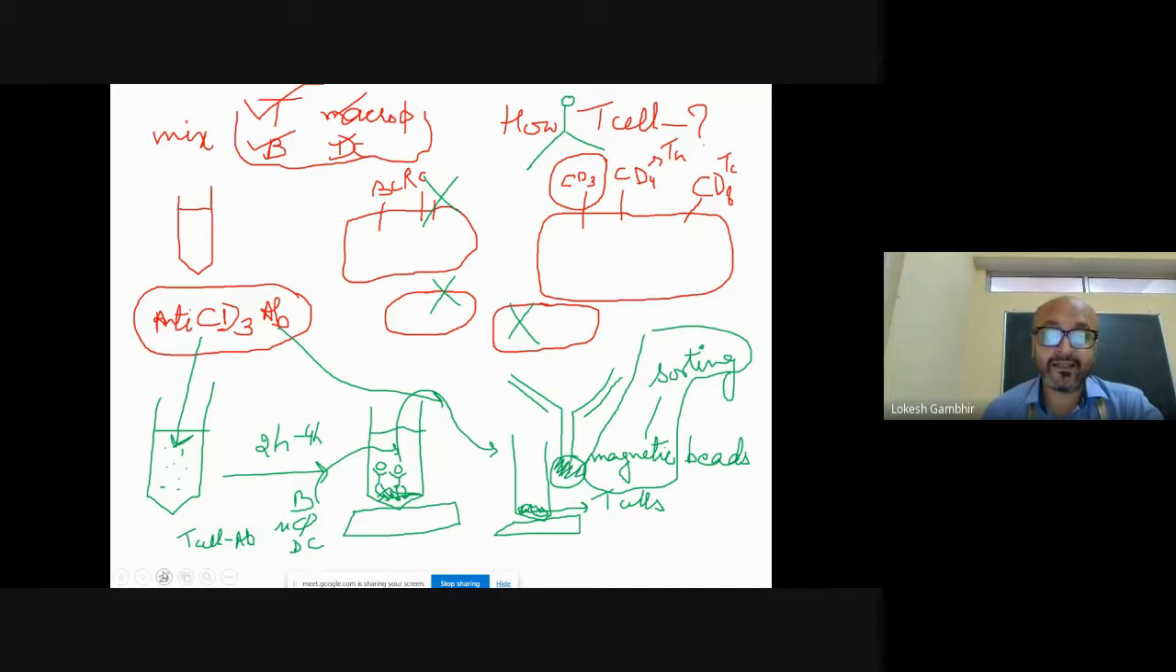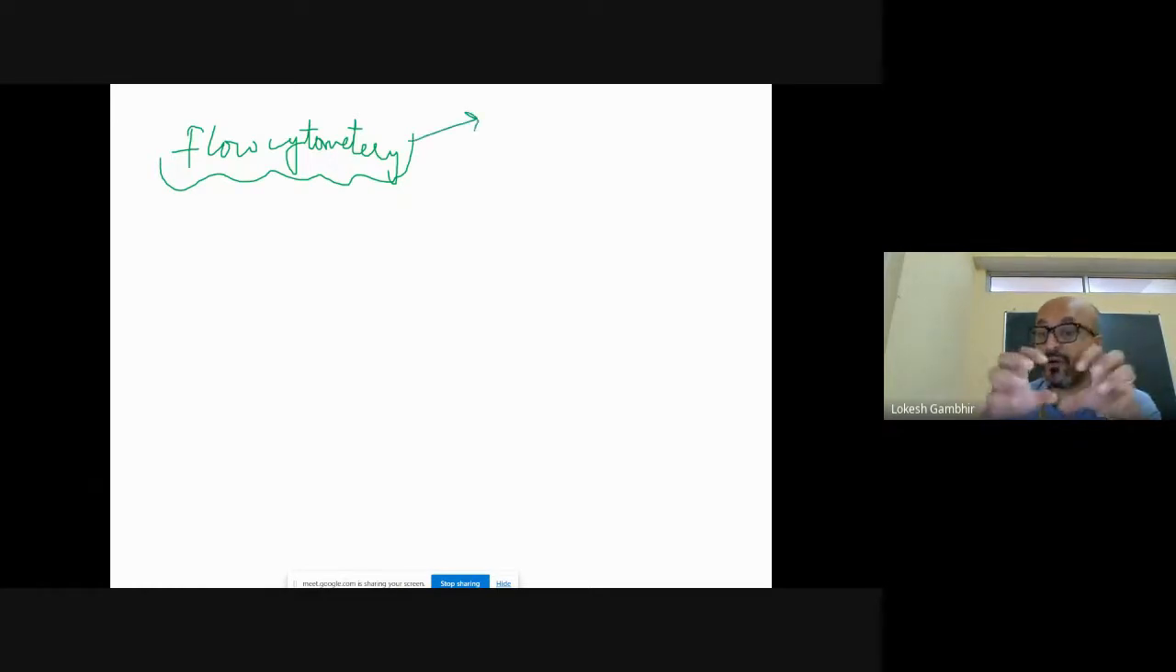Then there is another very sophisticated technique, and you might be well versed with it. The technique is flow cytometry. In fact, we call it flow cytometry just to identify the cells. But if you are using this instrumentation or concept to purify or isolate the cells, then we call it FACS. What is FACS? Flow cytometer assisted cell sorting.